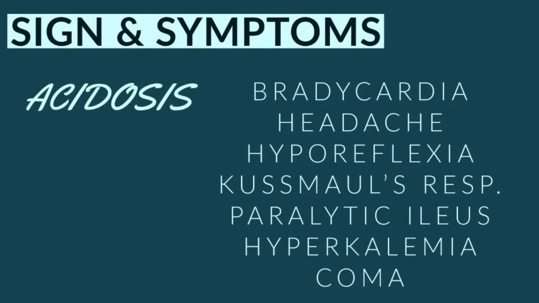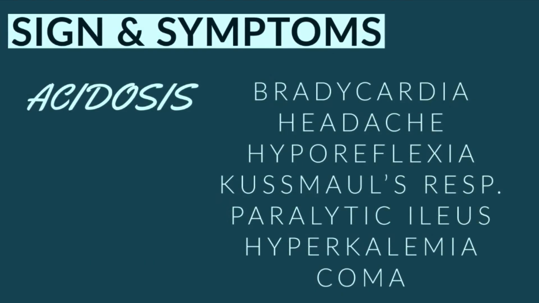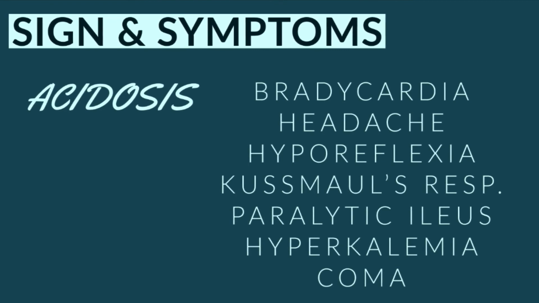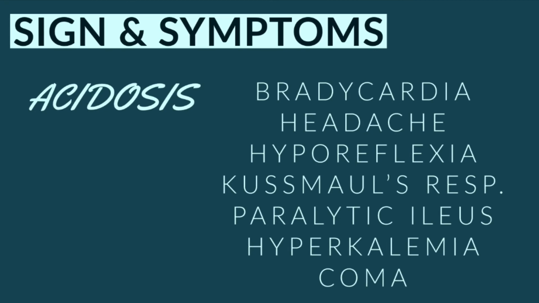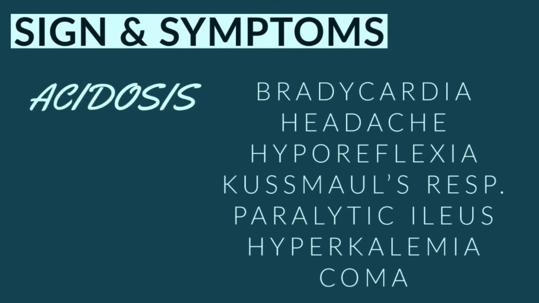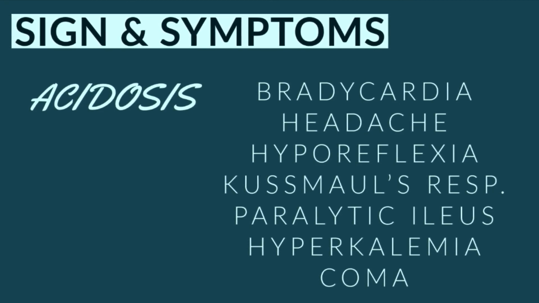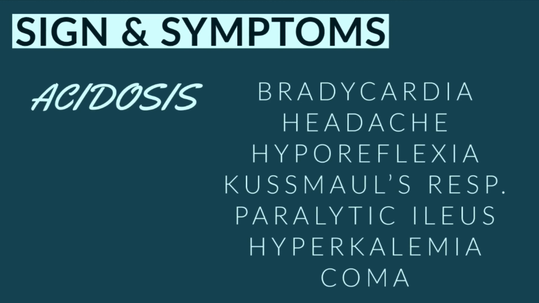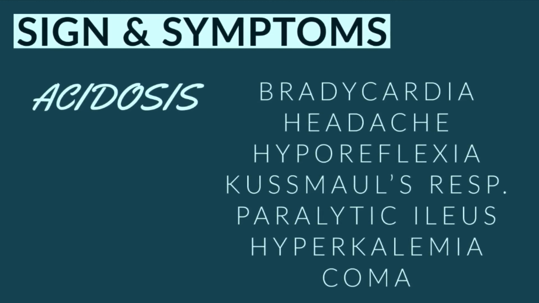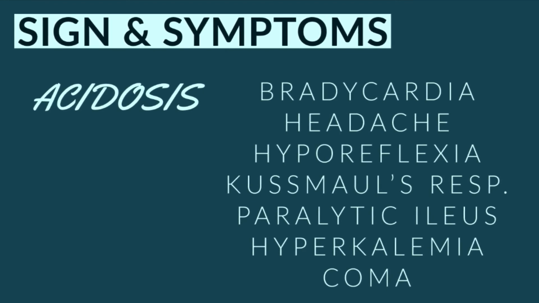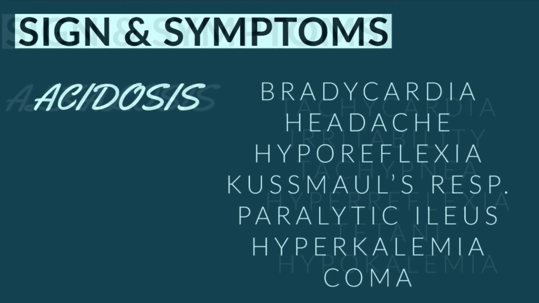Now we will discuss signs and symptoms that commonly occur in acidosis and alkalosis. What happens in acidosis? When potassium moves out of the cell, hydrogen ions move into the cell. That leads to hyperkalemia. The rest of the signs and symptoms are bradycardia, headache, hyporeflexia, Kussmaul respiration, paralytic ileus, and coma.